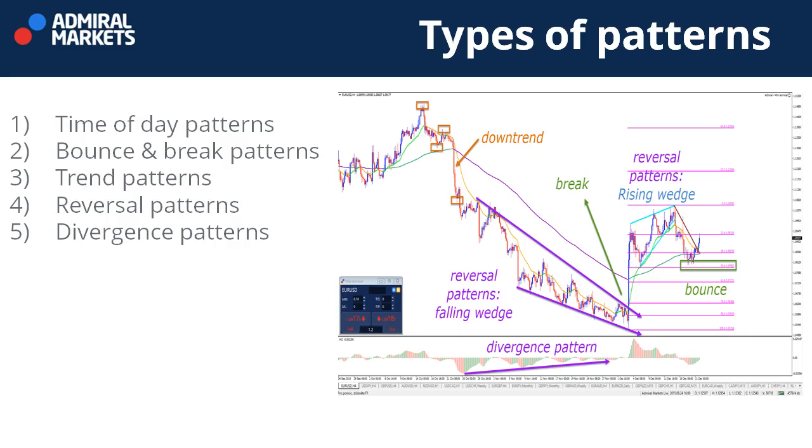We also have trend patterns where we have higher highs and higher lows, or lower lows and lower highs. Those are patterns and sequences that are visible in the market. We have bounce and break spots when price breaks through a trend line, breaks through support or resistance, or price uses that as a bouncing spot.